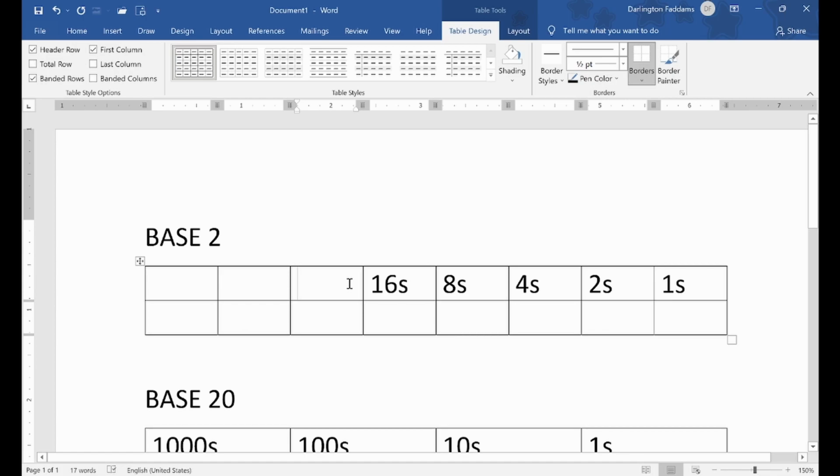We have 1, 2, 4, 8, 16, 32, 64, 128th position. So they are all in positions just like the base 10. So now watch this. If there is a number in this position, it is simply a 1. It's in the ones position.